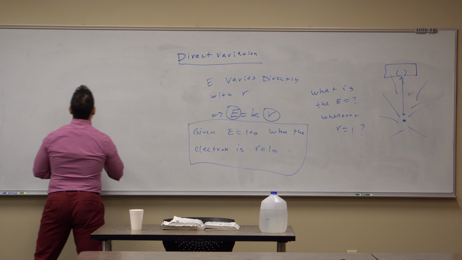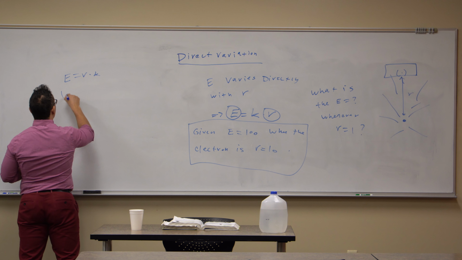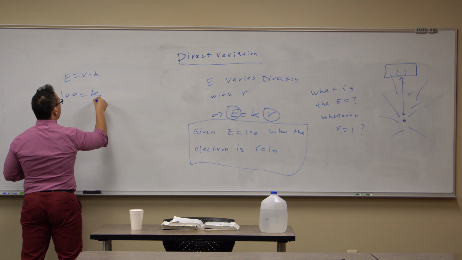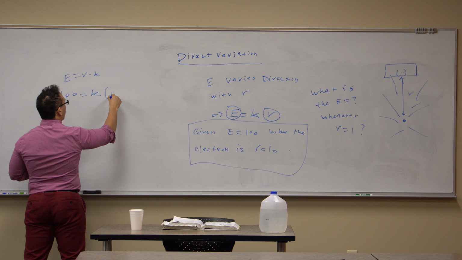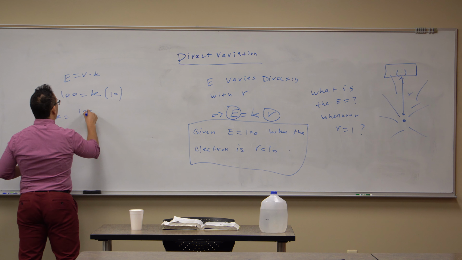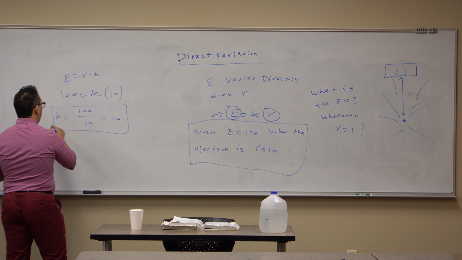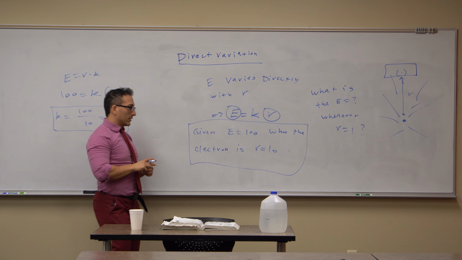Okay? The first statement, E is equal to R times K. They tell us E is 100. We don't know what K is, but we know what R is. It's 10. Okay? We can algebraically solve for K. So K is 100 divided by 10, which is 10. So I know now that K is equivalent to 10.